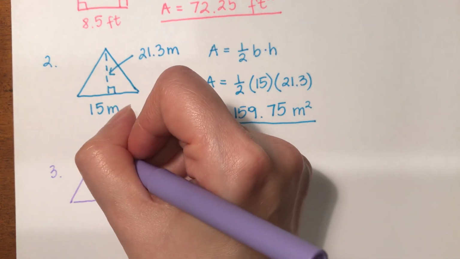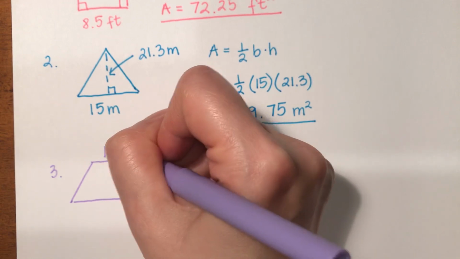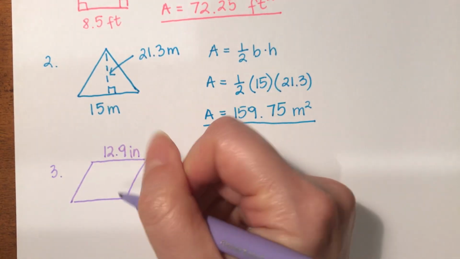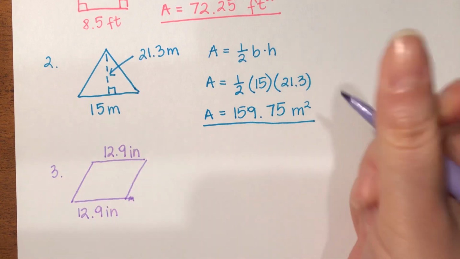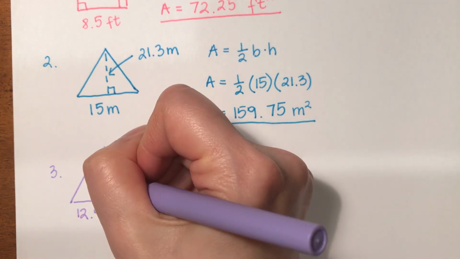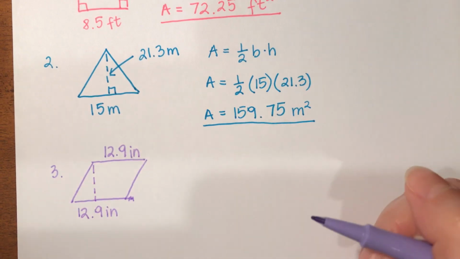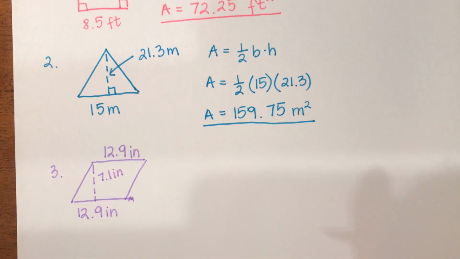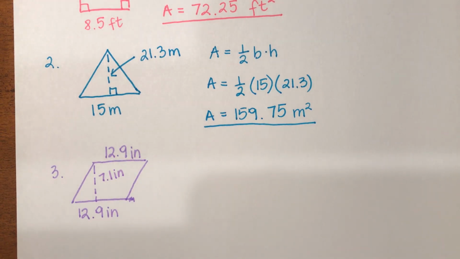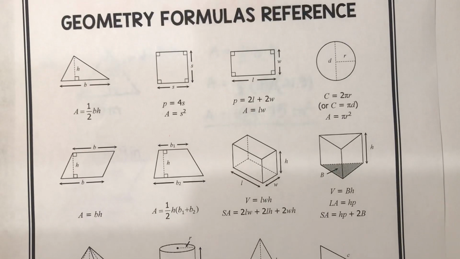Now base is 12.9 inches. The top and bottom base is the same, so 12.9 inches. And then again, height, I'll write it, I put it with a dashed line, is 7.1 inches. Okay, so let's check out the formula.